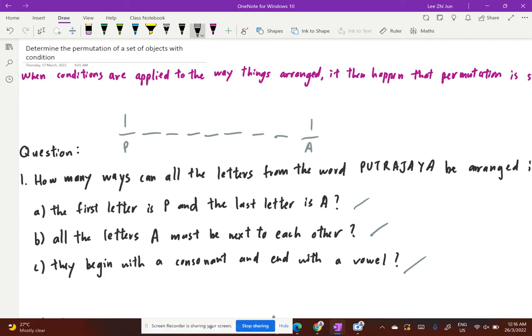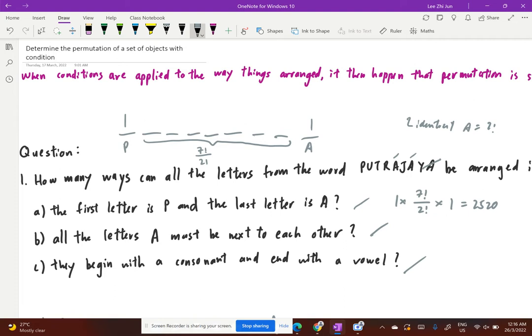However, one A has been used, so now you have two identical A's left. So it will be 2 factorial, and you see how many letters are left. Including these two identical A's, you have 7 letters left. So here you need 7 factorial divided by 2 factorial. To calculate this: 1 times 7 factorial divided by 2 factorial times 1. I calculate it, and it will be 2520.